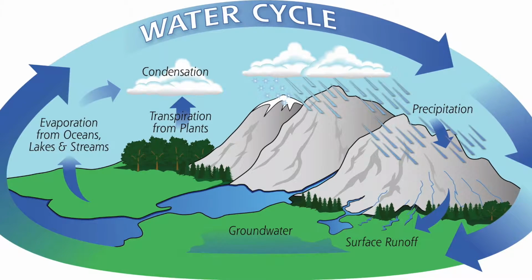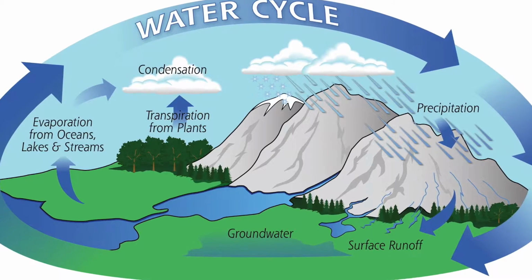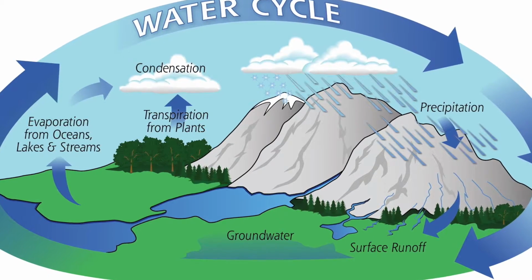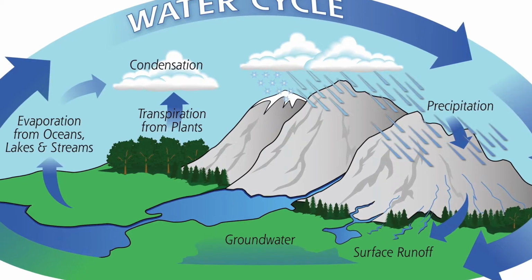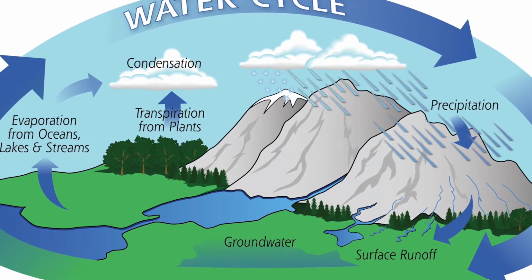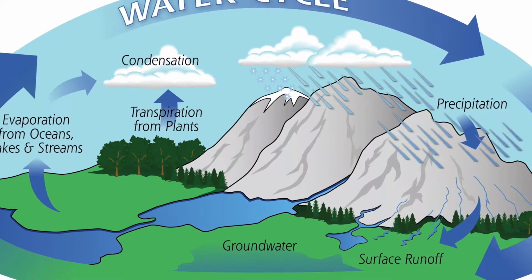Here is a picture of the water cycle. The first stage is water evaporating from the oceans, lakes, and streams. Next, the water changes into condensation, which is known as clouds. Later, depending on the temperature, the water will turn into rain if the weather is above 0 degrees, or snow, which is below 0 degrees.